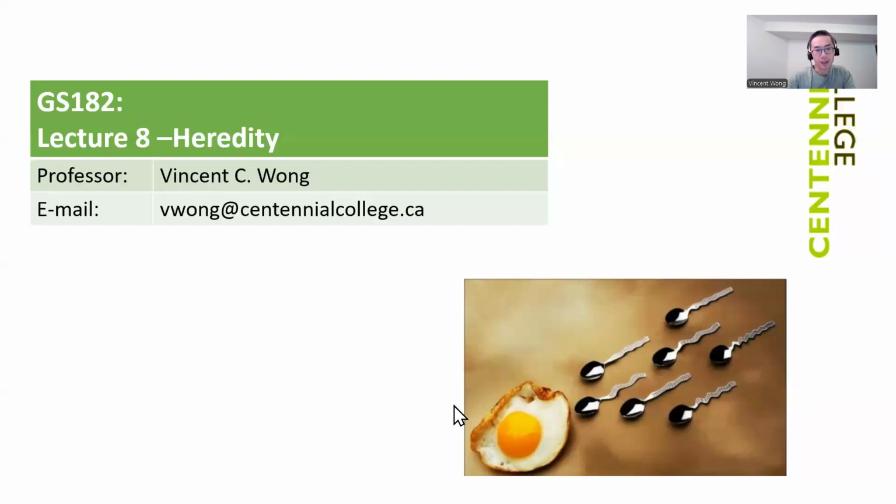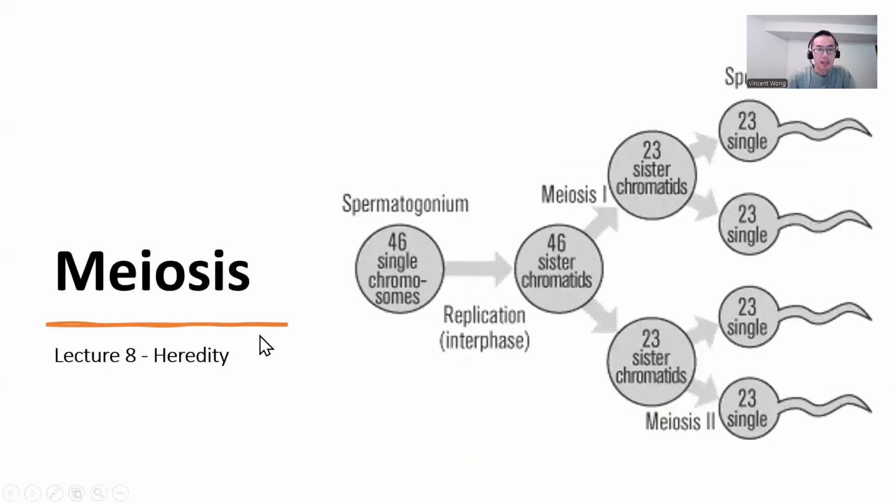So let's get started. Number 8 is about heredity, specifically how genetic information is passed on to the next generations. The first half of the lecture will be theory-based, and then the second half will be application problem-solving based. We will begin our discussion with the concept of meiosis.